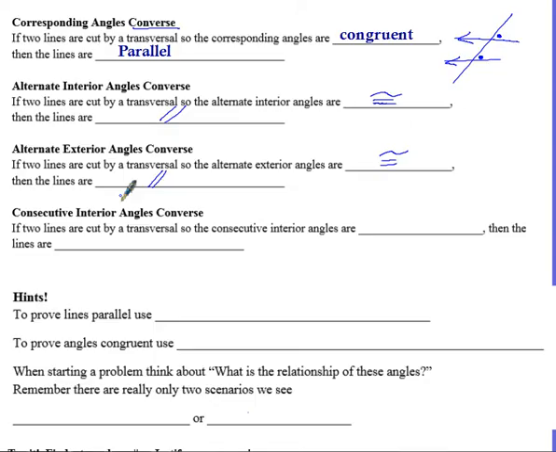The consecutive interior angles converse states if two lines are cut by a transversal so that consecutive interior angles are supplementary. So remember, this is the one relationship where we don't say they're equal. This is the one where we say they add up to 180. So if that happens, then we can say that yes, indeed, the lines are parallel.